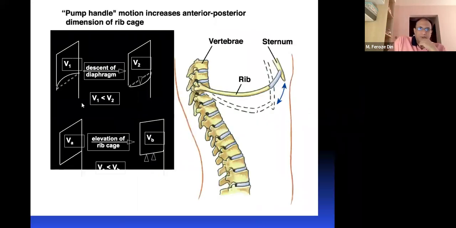This is just showing you the same process from a different angle. Not only does the diaphragm go downwards and hence increase the volume, but you can also have the ribs move in what is called the bucket handle fashion. You can see that if it moves from this position to that position, there's a lateral increase in the chest diameter, and that increases the volume.